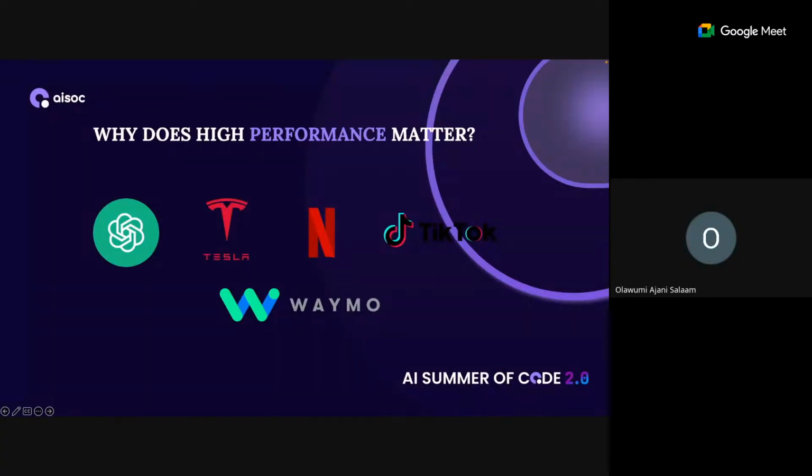So that was what came to my mind. Looking at the speed and efficiency, it's a real-time application. So speed and efficiency really matter.